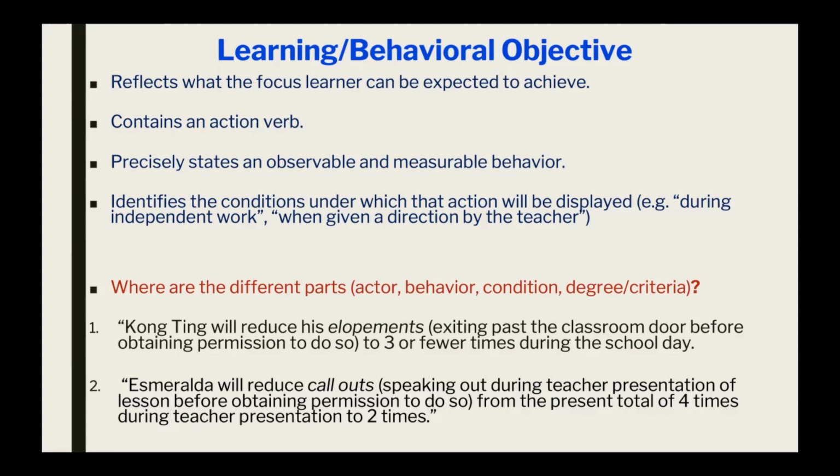And how much of it, what level? There it is after the parentheses. Presently, it's 4 times. We think in a couple of weeks, we can get this behavior, the calling out, down to 2 times. It's our best guess. We won't be held to it, but it's our next tier, our next level that we want to reach with that behavior.